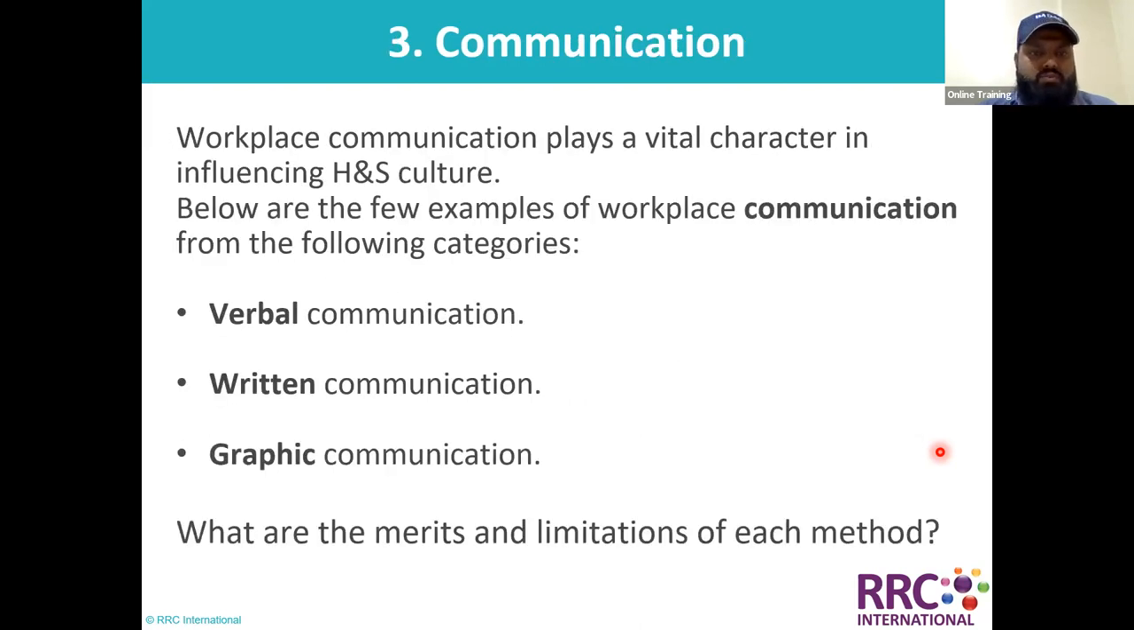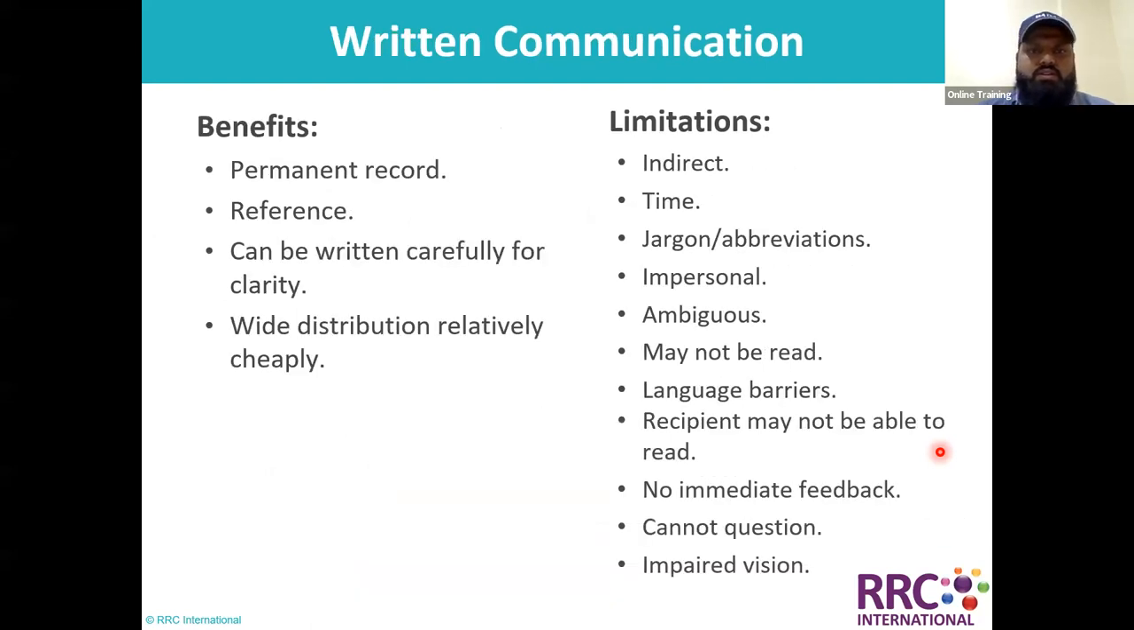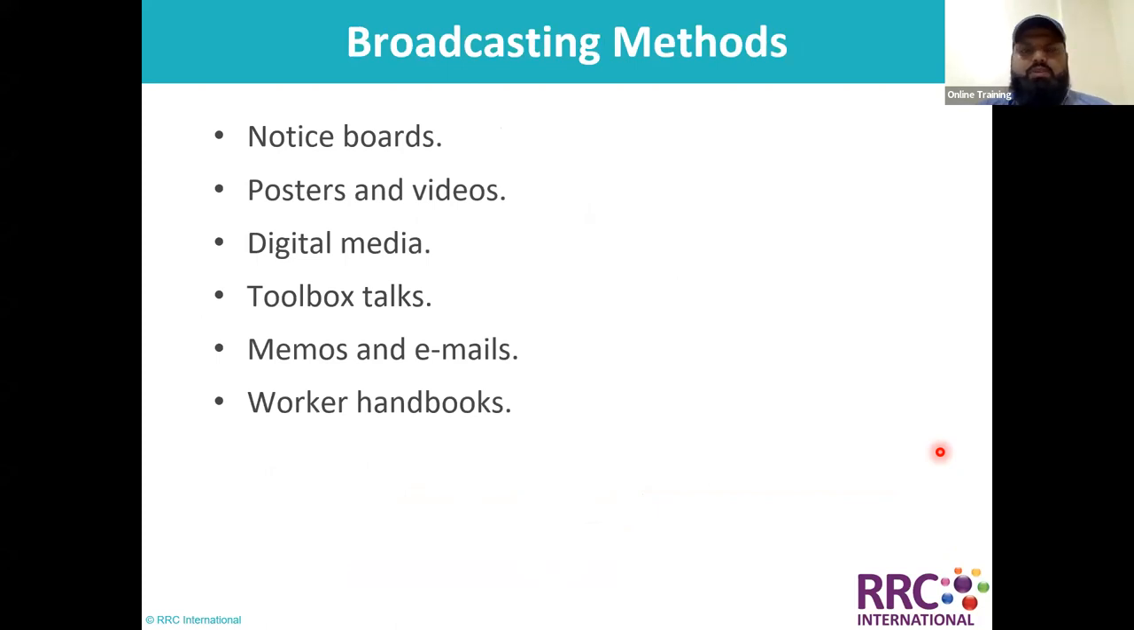After that, we moved to communication, where we discussed the three different ways of communicating our policies, procedures, handbooks, procedural manuals, safety briefings, seminars, training courses, meetings. We can communicate in three different ways: verbal, written, and graphical. Then we discussed the benefits and limitations of verbal, written, and graphical communication, and how we use different methodologies to broadcast our communication.